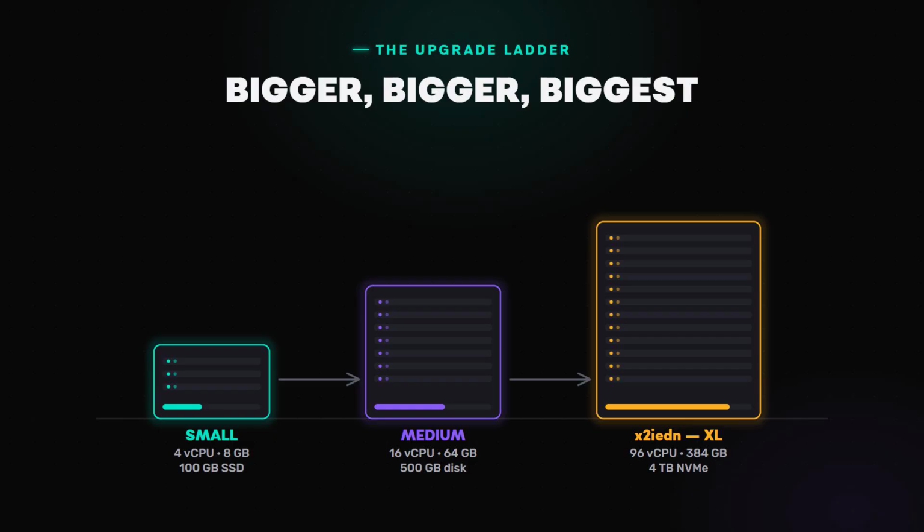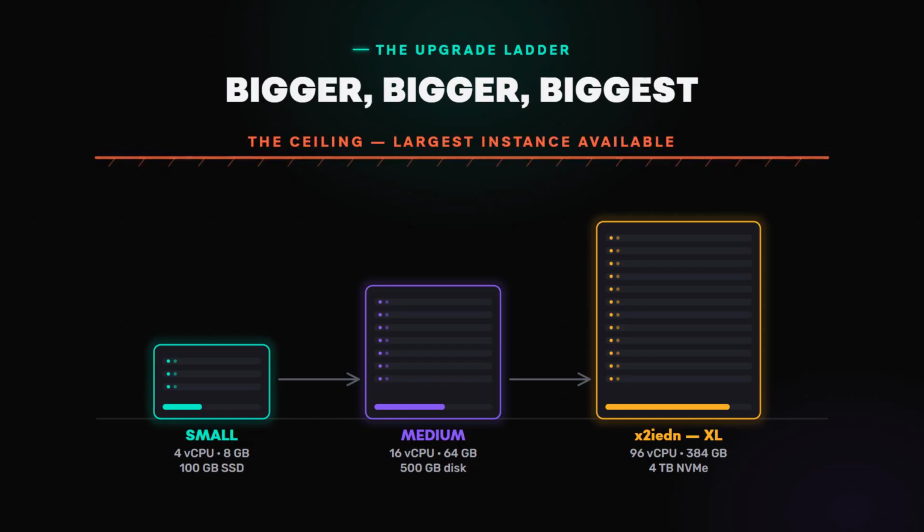Traffic keeps growing. You upgrade again to the right box, 96 cores, 384 gigabytes of RAM, 4 terabytes of NVMe storage. This is a serious machine. On AWS, something like an X2iedn instance. It costs a lot, but it works.